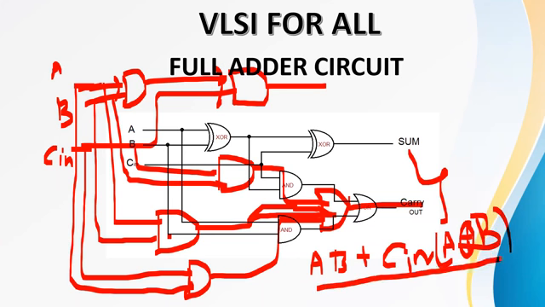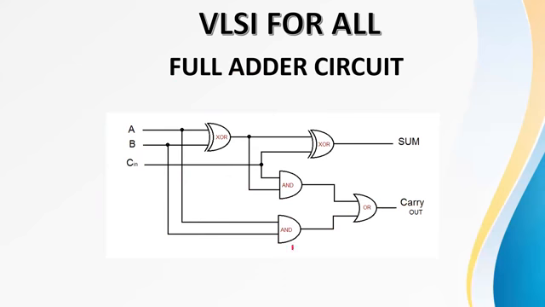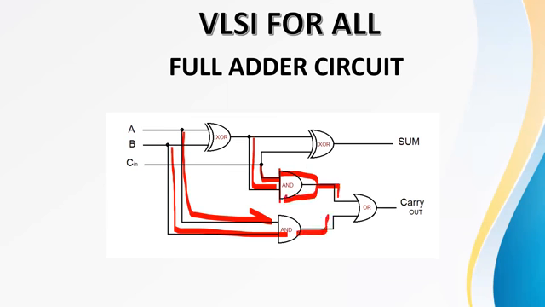So for this formula, they have written the circuit here. We have taken AB ANDed, and then A XOR B with C in ANDed, and then we are ORing it. So we can get the carry. Okay.